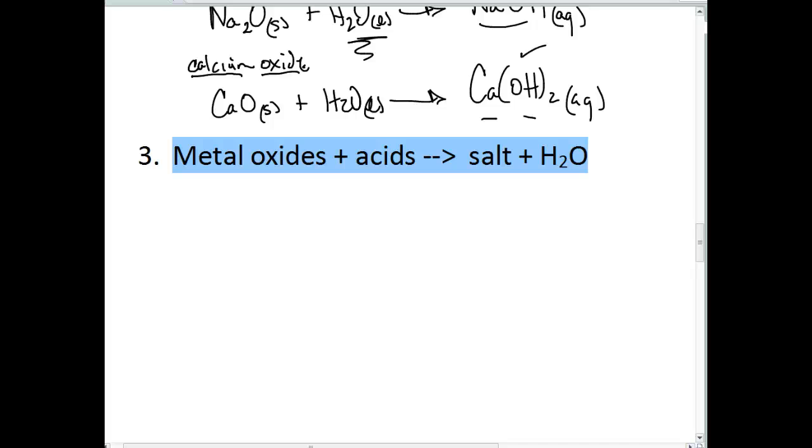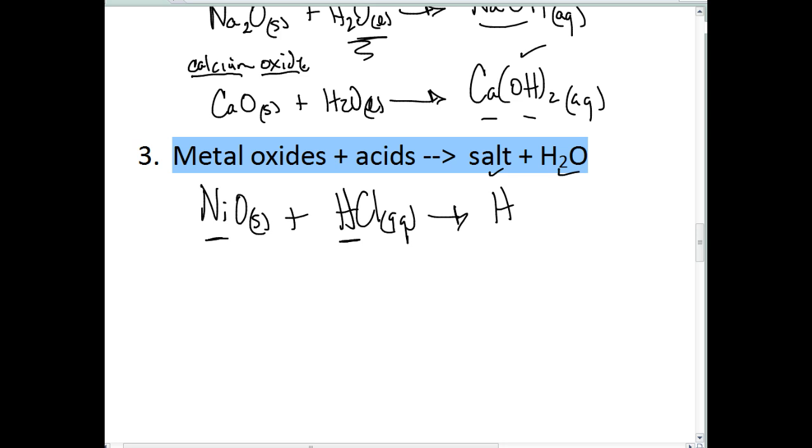Okay, the last one we're going to talk about is a metal oxide plus an acid, and it's going to form a salt plus water, basically a double replacement reaction. So let's go back and take our nickel 2 oxide solid, and we'll react it with a strong acid, in the form of hydrochloric acid this time. This is just going to act like a double replacement reaction. We're going to take the hydrogen and the nickel and have them switch places.